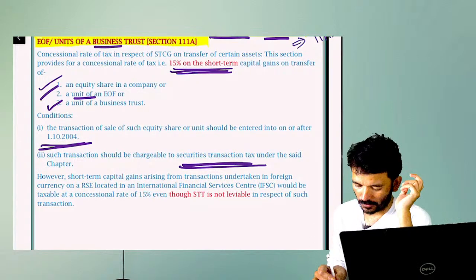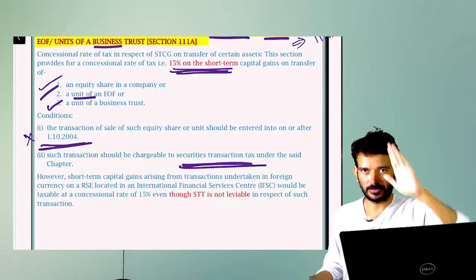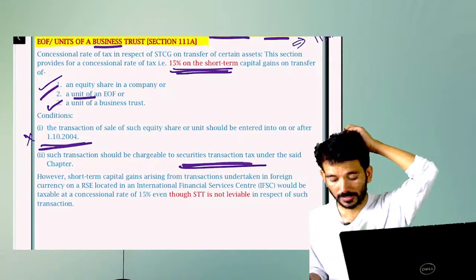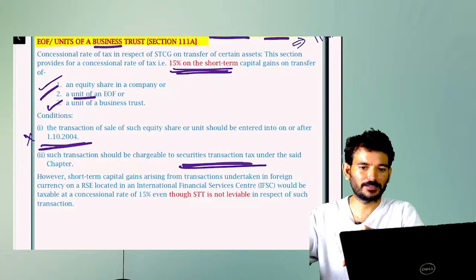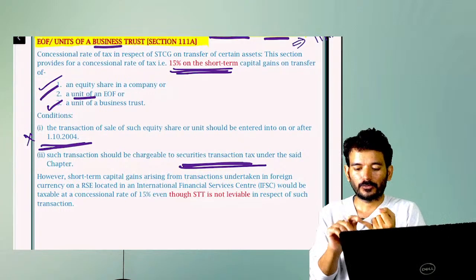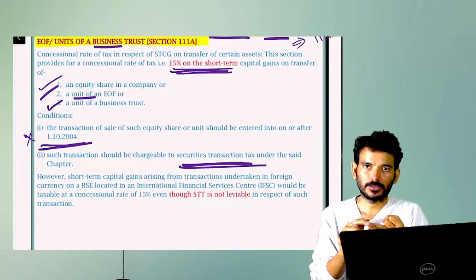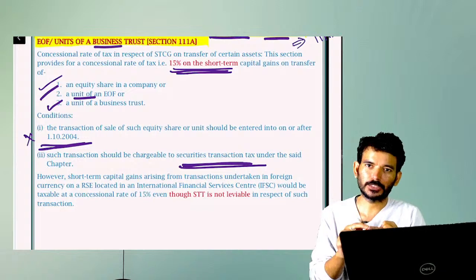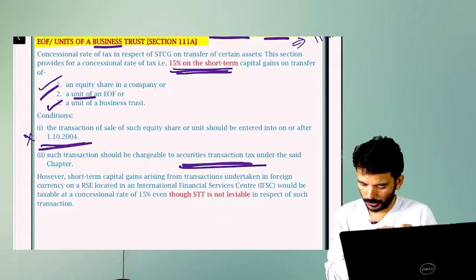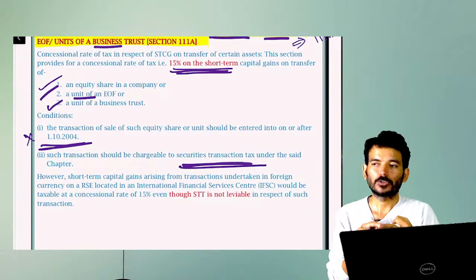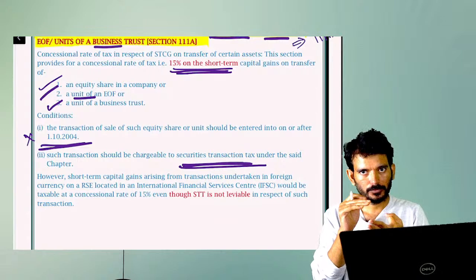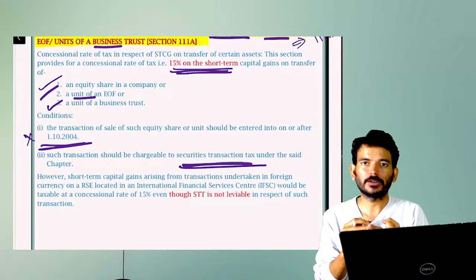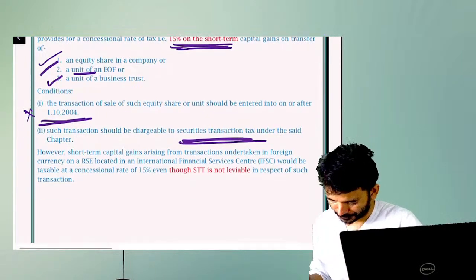The only thing, you can forget this date condition also, because it's long back, 2004, almost 19 years back, so any transaction is almost certainly happening in the near future only. For equity shares in a company, units of an equity oriented fund, or units of a business trust, the tax rate is 15%, provided you pay STT while purchasing it.